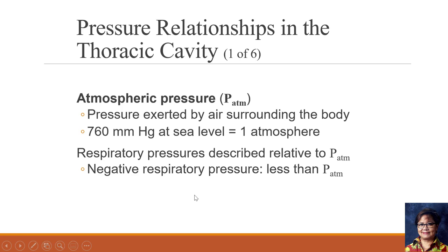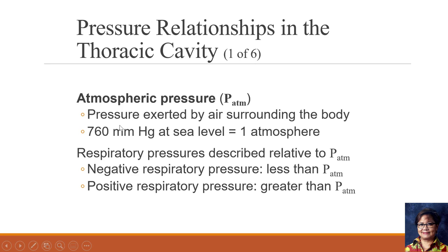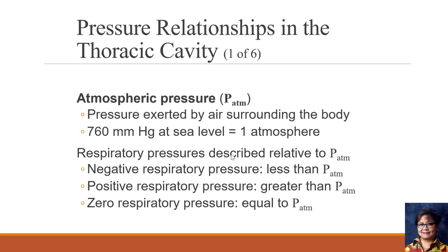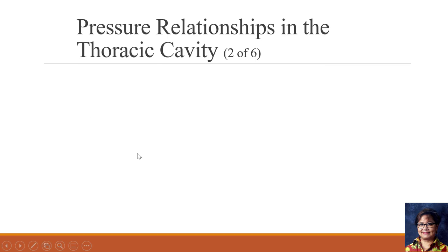And just know that there is negative pressure. When you say negative pressure, the pressure is less than the 760 millimeters of mercury at sea level. For instance, 754 millimeters is already negative pressure because it is less than 760. Positive pressure is pressure higher than 760 millimeters, so greater than 1 atmosphere. Zero pressure is when the pressure is equivalent to the pressure in the atmosphere.